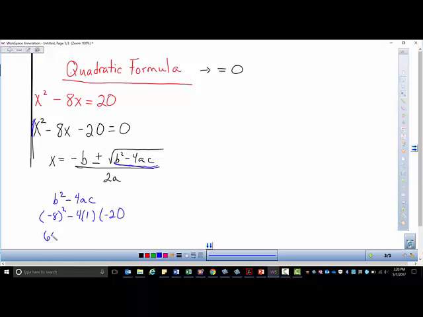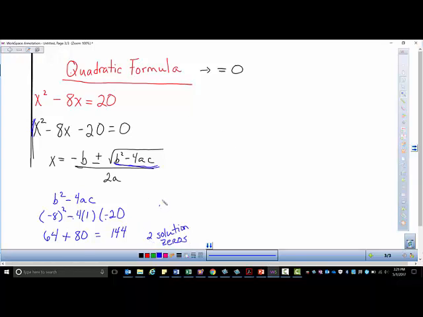This gives me 64, and then I have 4 times 1 times negative 20, so it's actually plus, because it's a negative and a negative, 80, which equals 144. So because this is a positive number, I know I'm going to get two answers. So I have two solutions. Two zeros, however you want to say that, because that's a positive number.